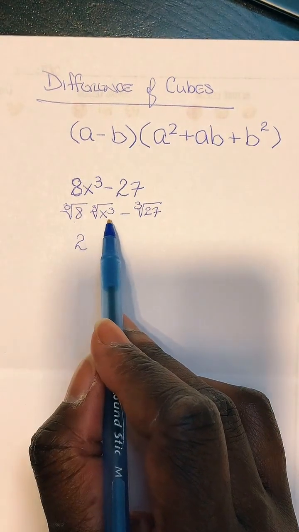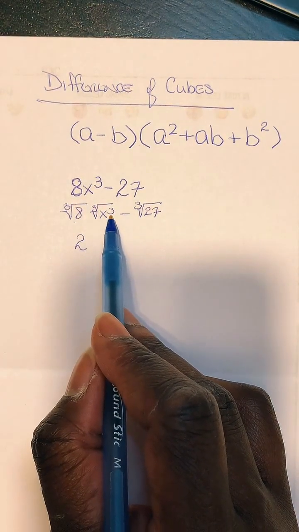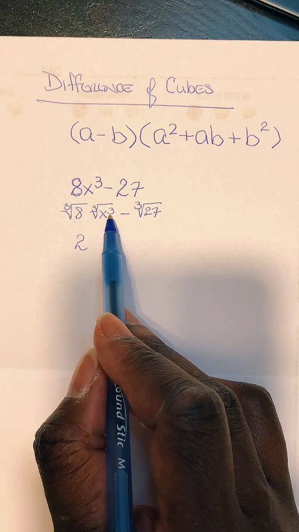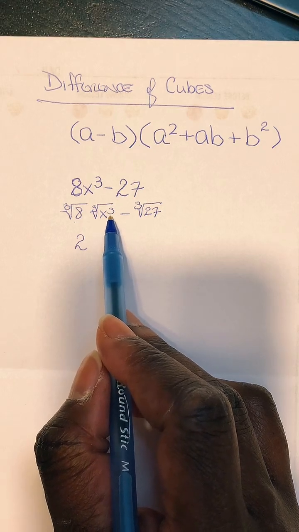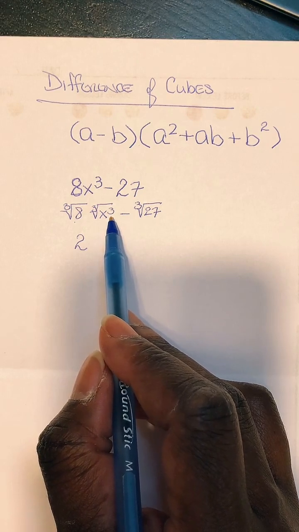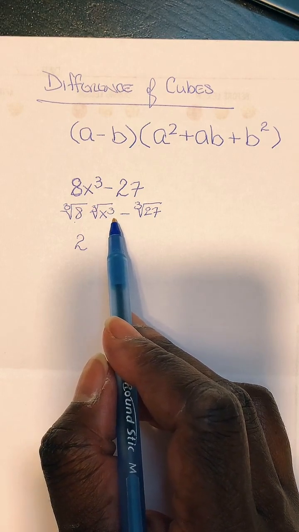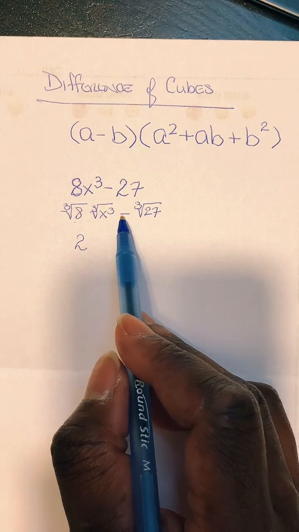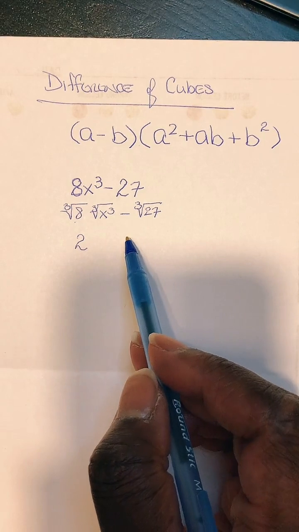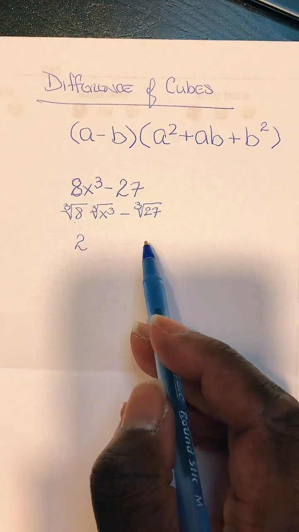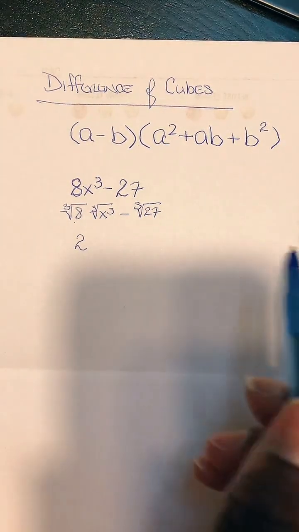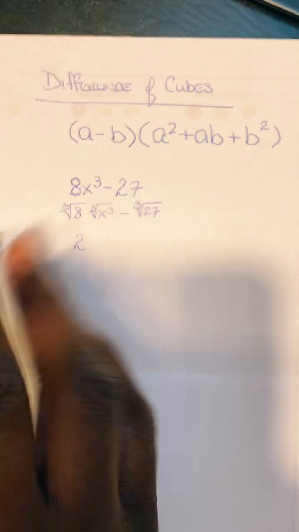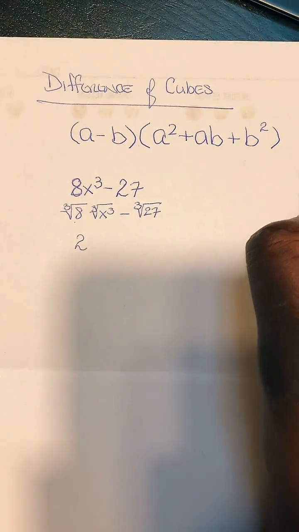What about the cube root of x cubed? What is that? Hey, Evelyn. What's the cube root of x cubed? What? Okay. Hey, misbehaving.